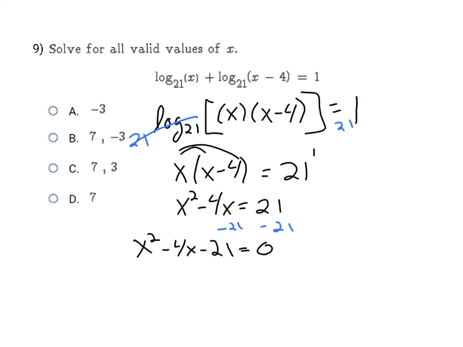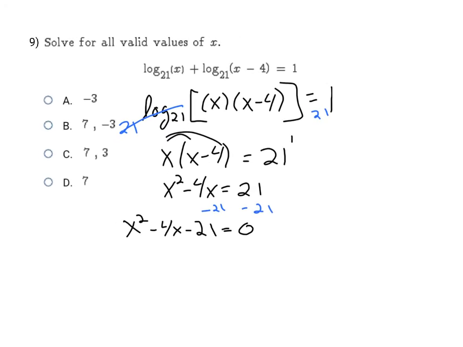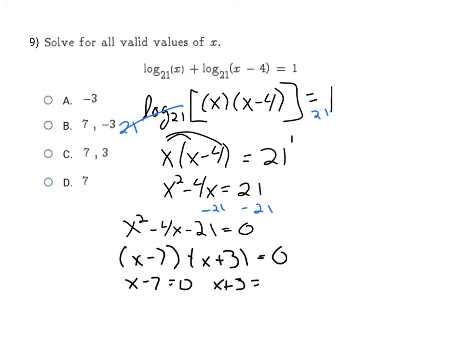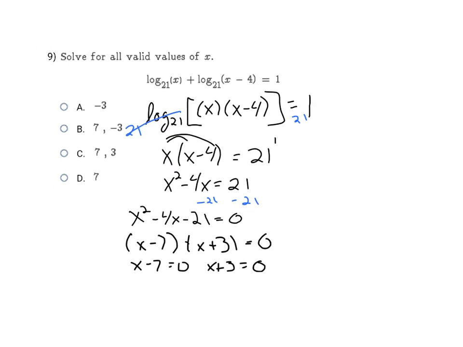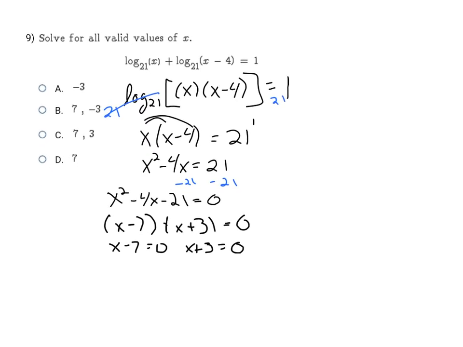I'm going to use factoring. And this factors to x minus 7 and x plus 3. And so I'm going to have to set each of those equal to 0 to go ahead and continue solving this equation for x. And when I do that, I'm going to get x equals positive 7 and x equals negative 3.